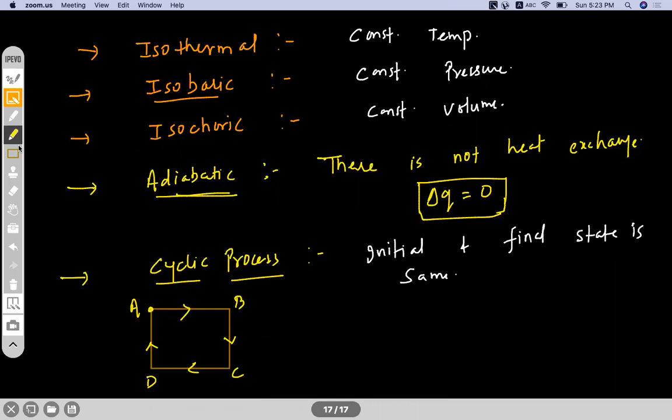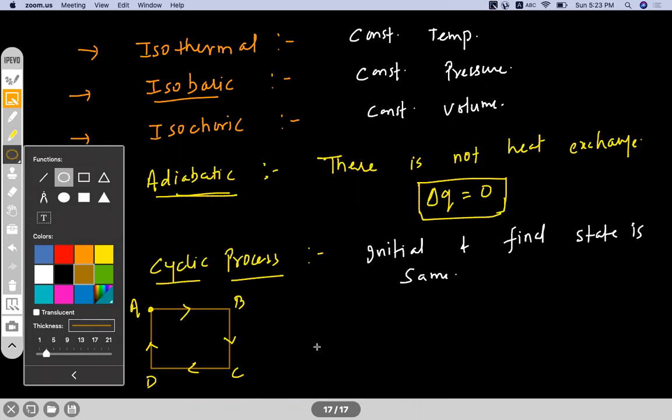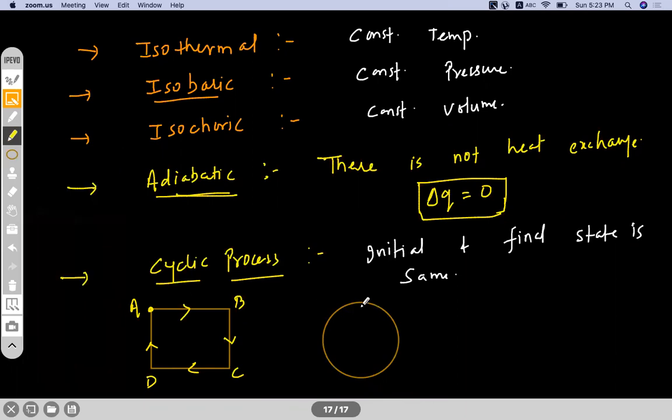We can have a circle also like this, okay? This we can also consider as the cyclic process, correct? This is a cyclic process. So initial and final state is same, it is a cyclic process. Now when initial and final state is same, all the state variables are what?